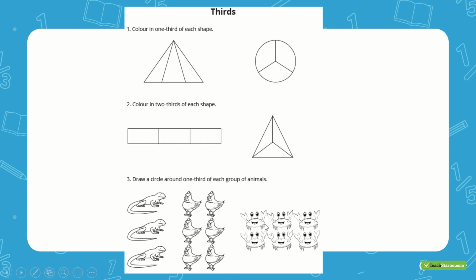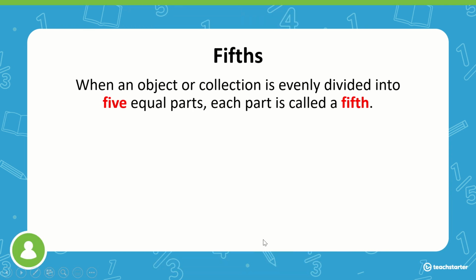So if I had 6 crabs, then I would split them into 3 groups. So 1, 2, 3, because each group will have equal numbers. So there'll be 2 crabs in each, which means that if I have to circle 1/3, then this would be 1/3.